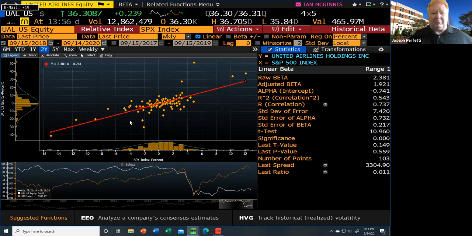So it's 52 data points. They plot it out here, and then they draw a trend line. The slope of this trend line is the raw beta. Okay? So basically the slope of this trend line is 2.381. So the idea is that if the market goes up 1%, United tends to go up 2.38%. And if the S&P 500 goes down 1%, United tends to go down 2.38% over the last 2 years.